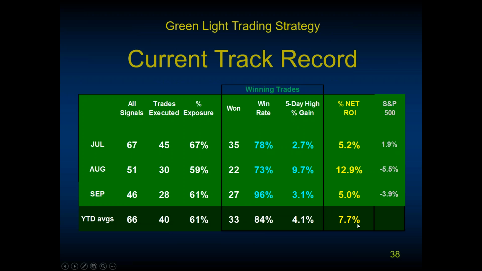These are the quick results. You can see the net ROI on the portfolio. August was the best month, but typically we run about 7.5% a month. We've been doing much better than the S&P all year, and the win rate has been about 84%.